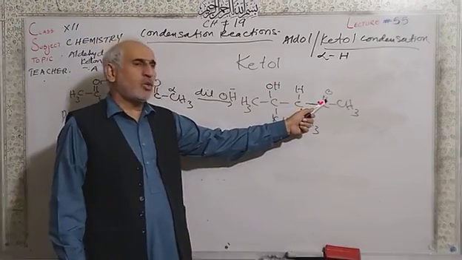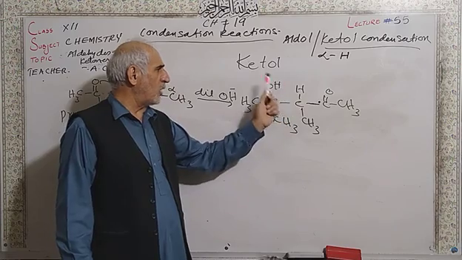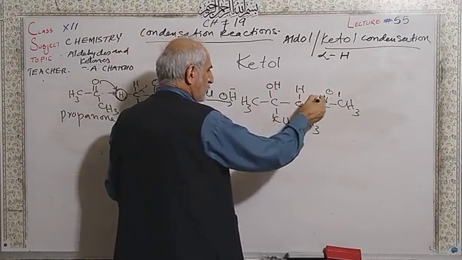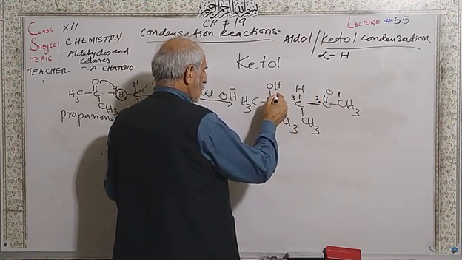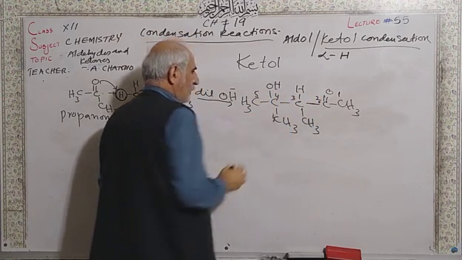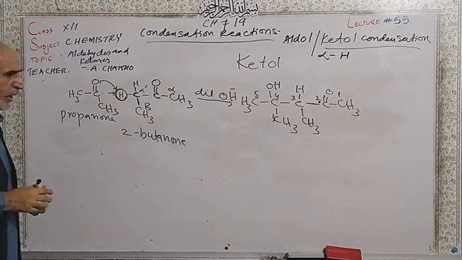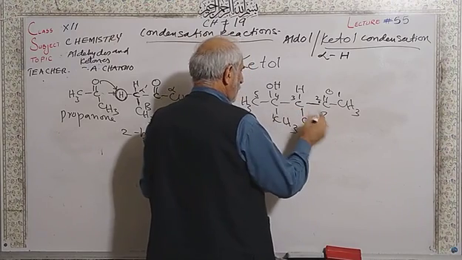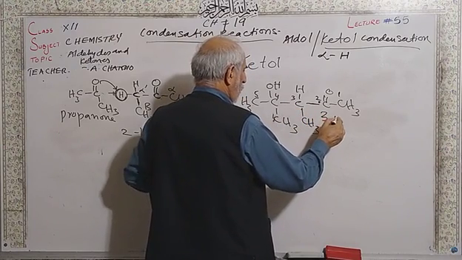Ketone, because the ketone is there. This is a ketone and alcohol. Starting from here, 1, 2, 3, 4, 5. There are 5 carbon atoms, and 3, 4.